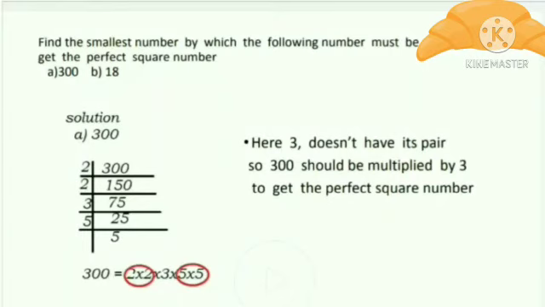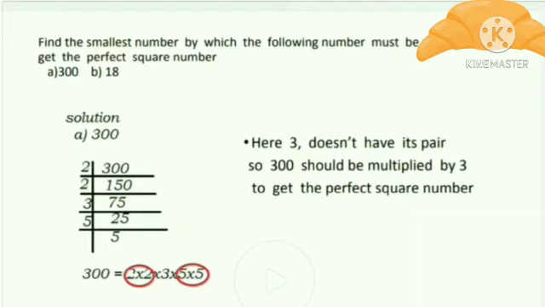Find the smallest number by which the following numbers must be multiplied to get a perfect square. Option A, 300, option B, 18. So first, the solution for 300. Now we have to do the LCM, least common multiple. What is the least number? That's right, 2. So with 2, 2 times table, 300 is 150. So 2, 150 times. Now 2 times 75, 3 times 25, next least number 5. 5 times 25 is 5 times. So here we are going to arrange the prime factors.